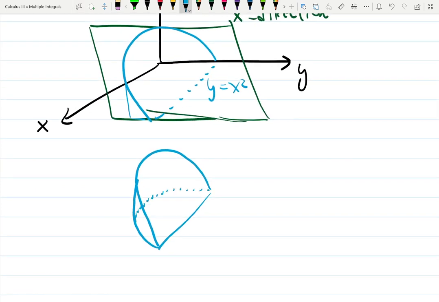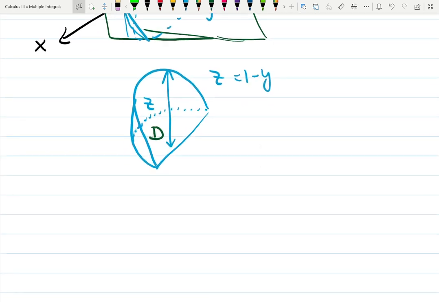Here is the parabola on the floor. So it's like over here. And then goes to 3D. Z equals 1 minus y. Z will be evaluating this volume going up and down. D is this 2D surface, 2D plane. Or I would say the shadow of this object on the floor.